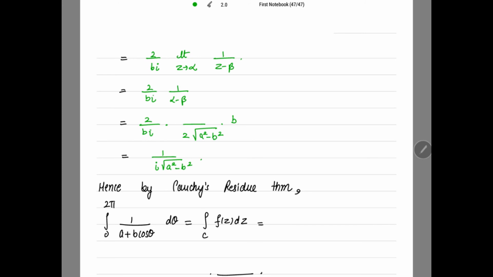Right? So hence by Cauchy residue theorem, integral 0 to 2 pi 1 over a plus b cos theta d theta is equal to, which I take this as the form of z, and that is f(z) dz, right? This is equal to 2 pi iota times the residue at alpha, and the residue at alpha is calculated as 1 over iota square root of a square minus b square. Is it? Okay. Iota cancel, and I got 2 pi over square root of a square minus b square. Fine. Here ends up the solution.